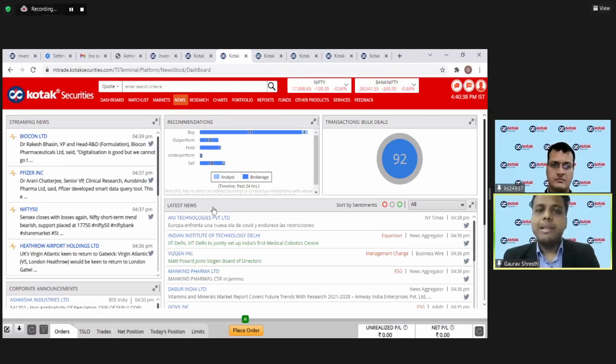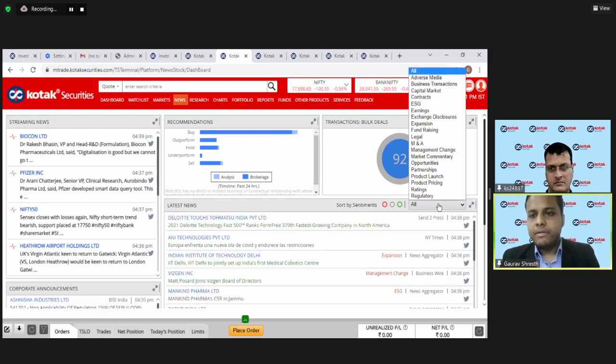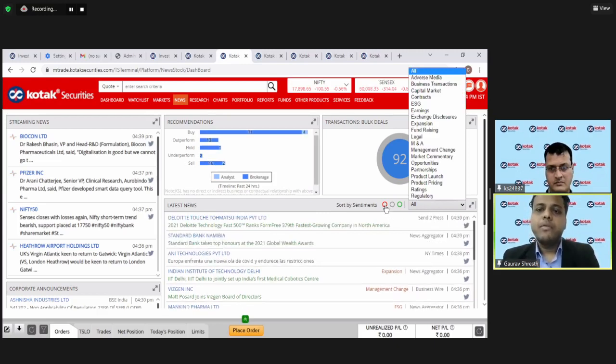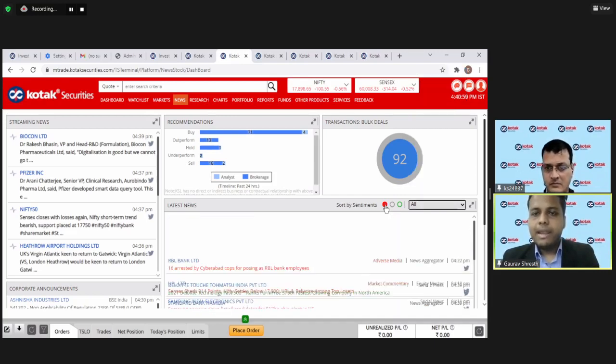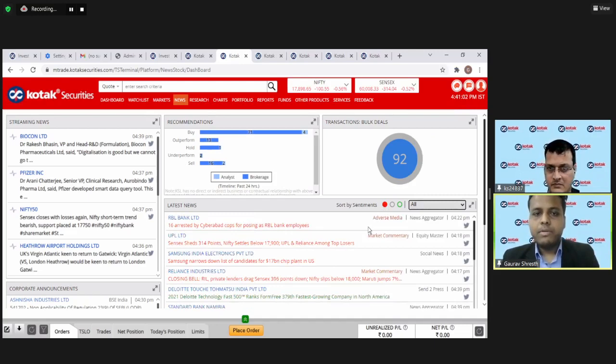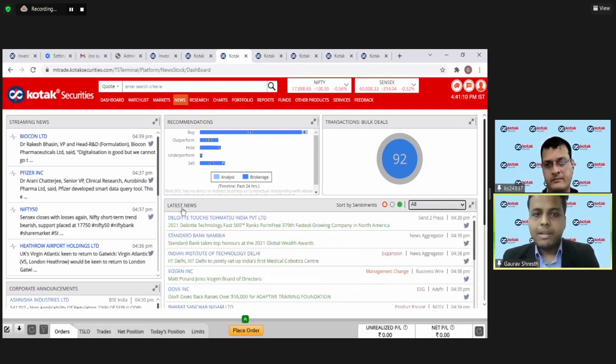The most important will be the latest news. In latest news, you can sort it on the basis of sentiment, and you can also sort it on the basis of the kind of news which has come. Sentiment means if you want to see the negative news, you just have to click on negative sentiment, and it will show the negative news related to any particular stock. Similarly, if you want to go with the positive sentiment for a bullish stock, you can click on positive sentiment, and all the latest news which has a positive sentiment for a stock will show up in the latest news section.